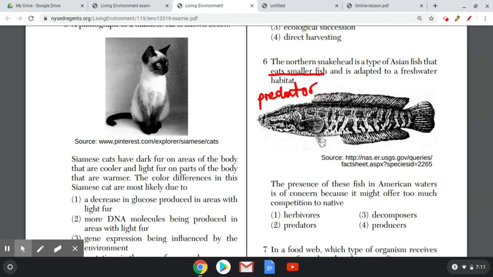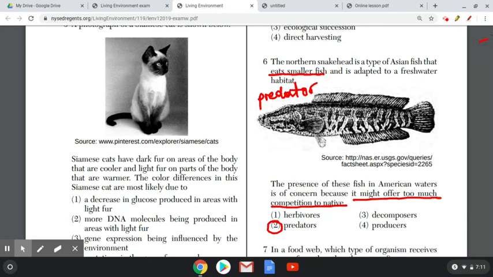So if it's in the waters and eating all of the smaller fish, it's going to compete with other predators that also eat those smaller fish. So it says it might offer too much competition to native predators, to predators that are native to the United States. So let's take a look at one more.